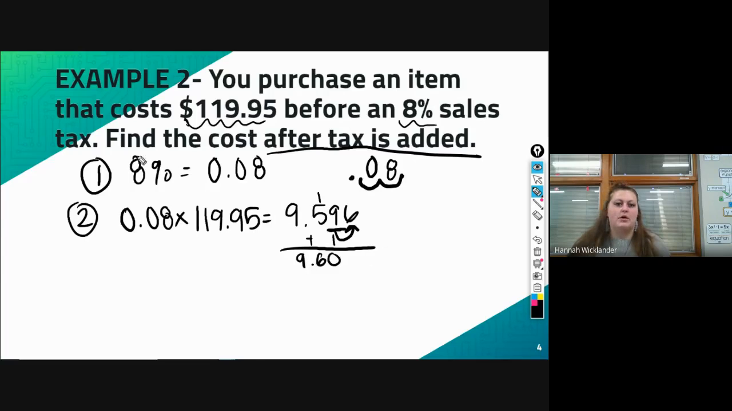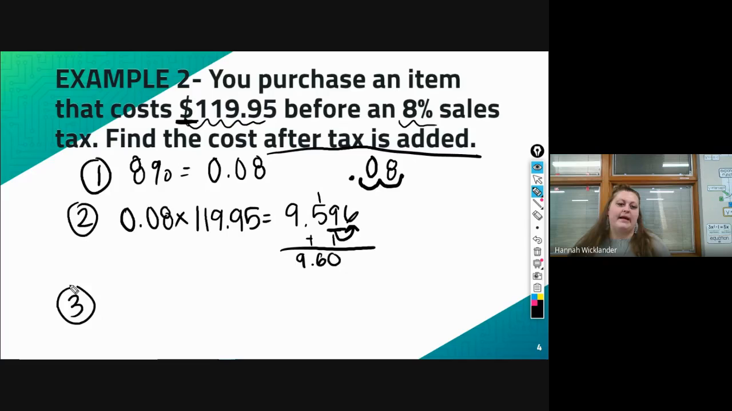So what I did was I took my percent, converted it to a decimal, multiplied my decimal by my number with the dollar sign, then I rounded here. So I'm dealing with money. I need to always have 2 decimal places. So 9.596 rounds up to 9.60.